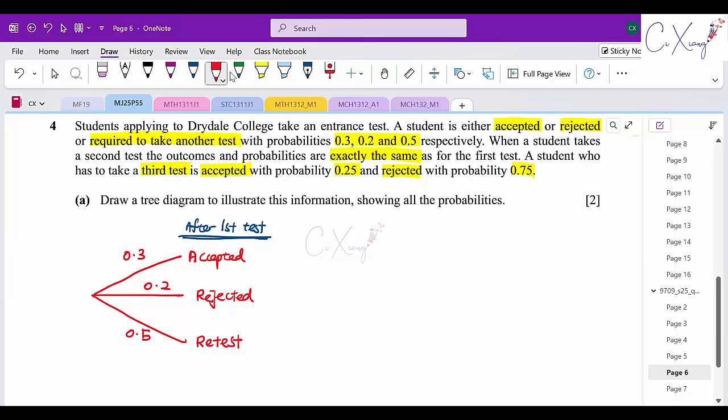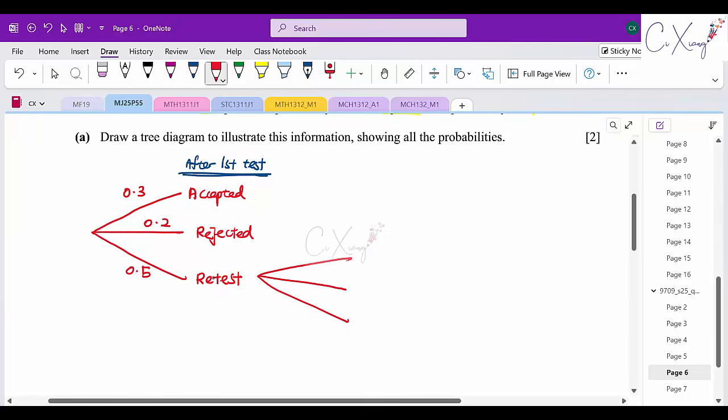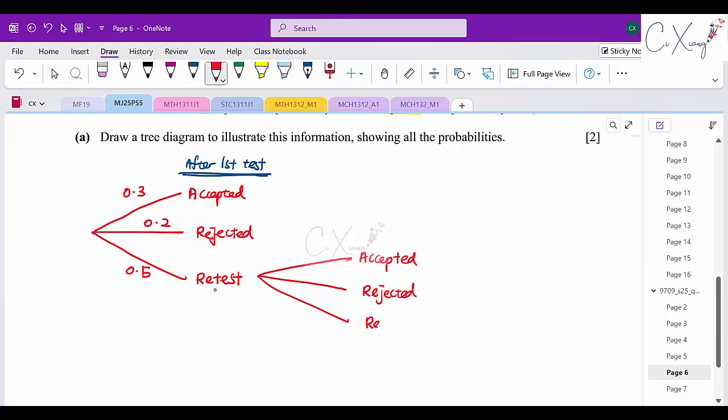Okay, after that, for the second test that the student takes, there are also 3 outcomes. So this retest here is the second test that the student takes, okay? Right, so we have accepted, rejected, then retest also. And from the question, it said that the probability is exactly the same. So I'm still having 0.3, 0.2, then 0.5. Okay? Then if you want to be more precise, this will actually be after the second test. And this is the result after the second test.